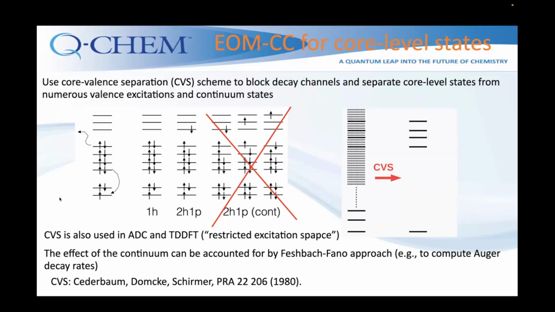So a practical solution to this problem is to use the so-called core valence separation, in which core level and valence excitations are decoupled by pruning your excited state configurations. And again, this idea is very old, dating from the 1980s, and it really works great for calculating core level states. This idea is used in several variants in our extension of equation of motion to core level states, in the ADC method, also extended to core level states, and even in TDDFT, where it's traditionally called restricted excitation space.